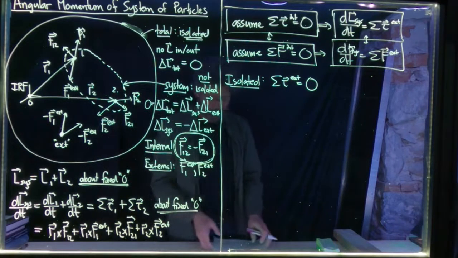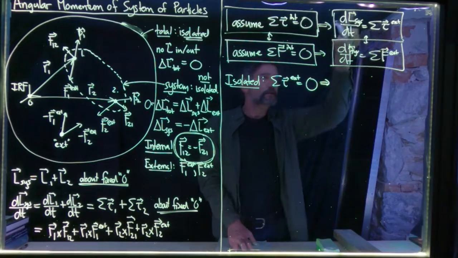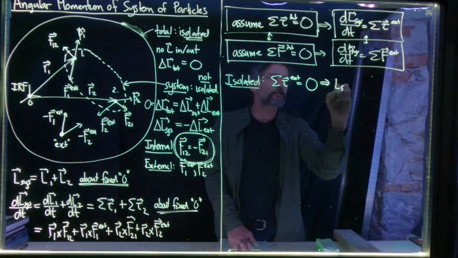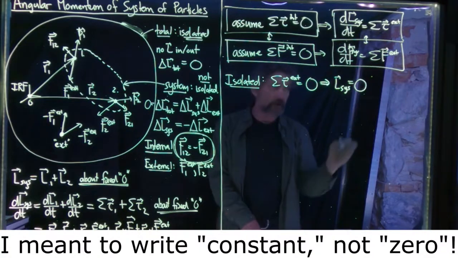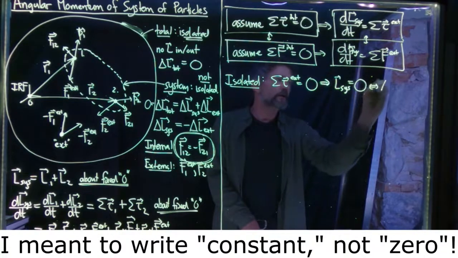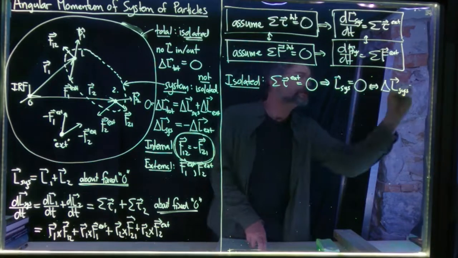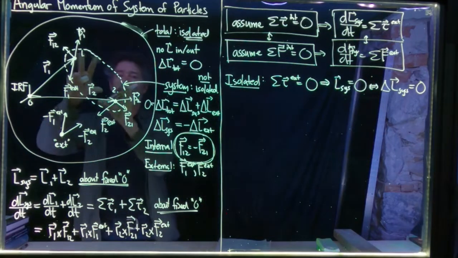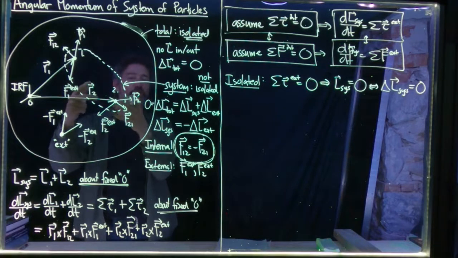Okay, so if the sum of the external torques is equal to 0, then that tells us that the time derivative of the system angular momentum is 0, which means that the system angular momentum is equal to a constant. Or in other words, this is the same thing as saying the system angular momentum does not change. So delta system angular momentum is equal to 0. So the system angular momentum to begin with, whatever that was, no matter how they interact, exerting torques on each other and so on, is the same initially as it is finally.